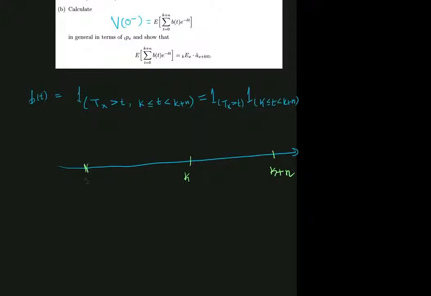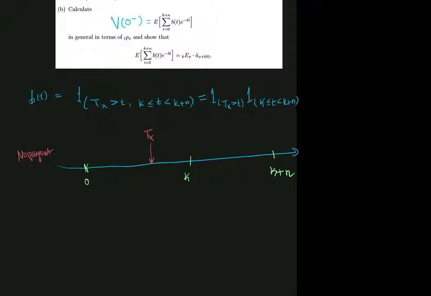So that means that if we're looking at someone who dies at time something before k, so if we assume that time of death tx occurs before k, then that means there is no payout.